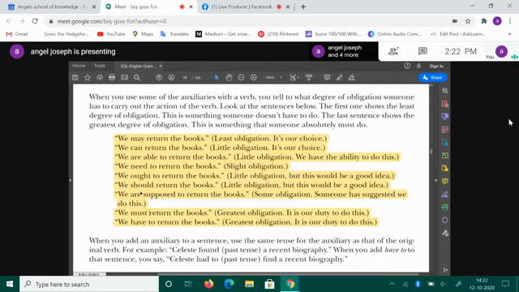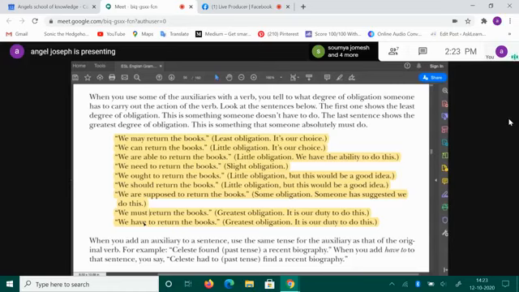You should return the books. That's the most right thing to do. That's when I would use you should. You should not have killed him. You are supposed to, or we are supposed to return the books. Again, the obligation is much higher than should. Somewhere it's like a rule that you are supposed to return the book, or something adverse will happen to you if you do not do this. That's where you can use both should or supposed to, they can be used interchangeably here.